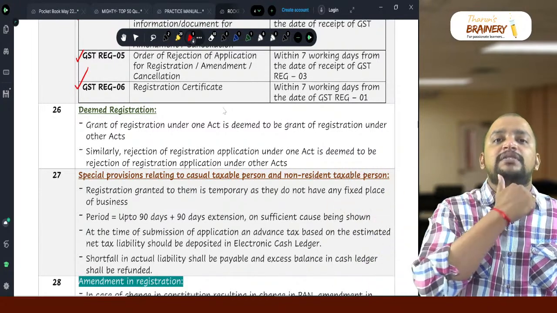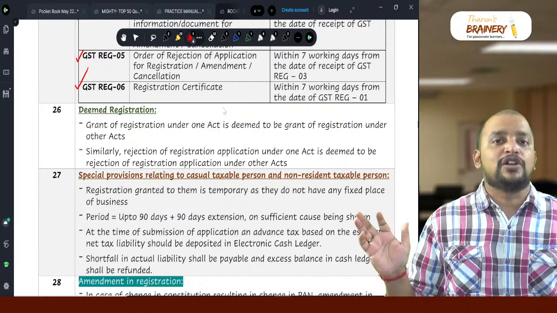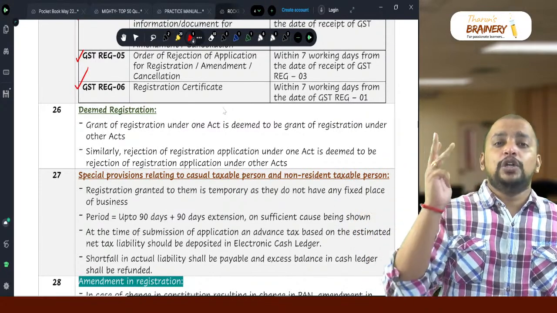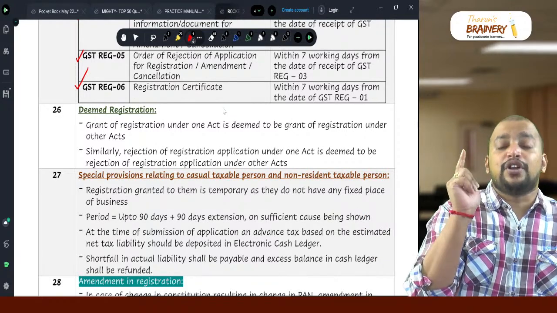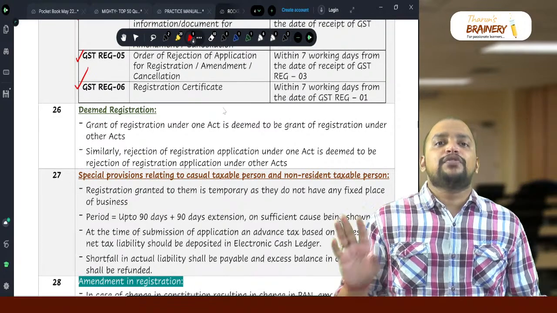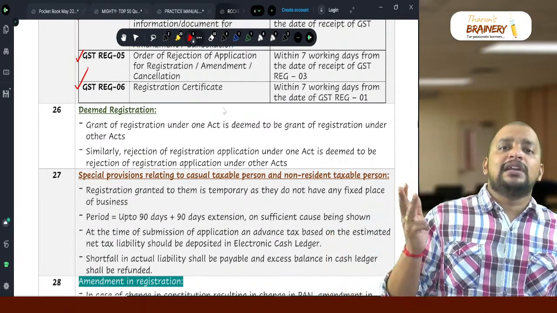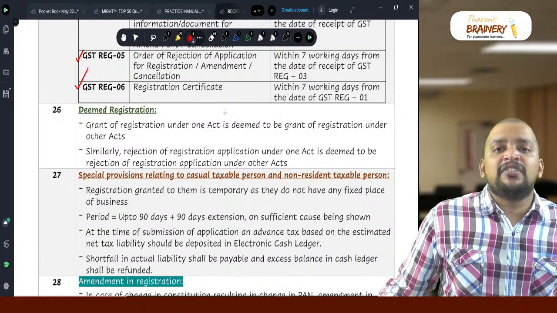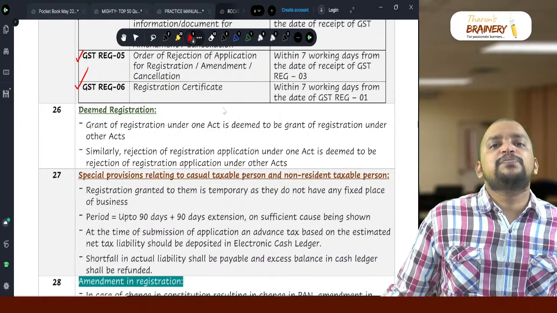Then government and its family is excluded from authentication. So central government or state government department, local authority, then statutory body or public sector undertaking. So these 4, central government or state government, local authority, statutory body, public sector undertaking, and finally UIN holder. So these people are not required.